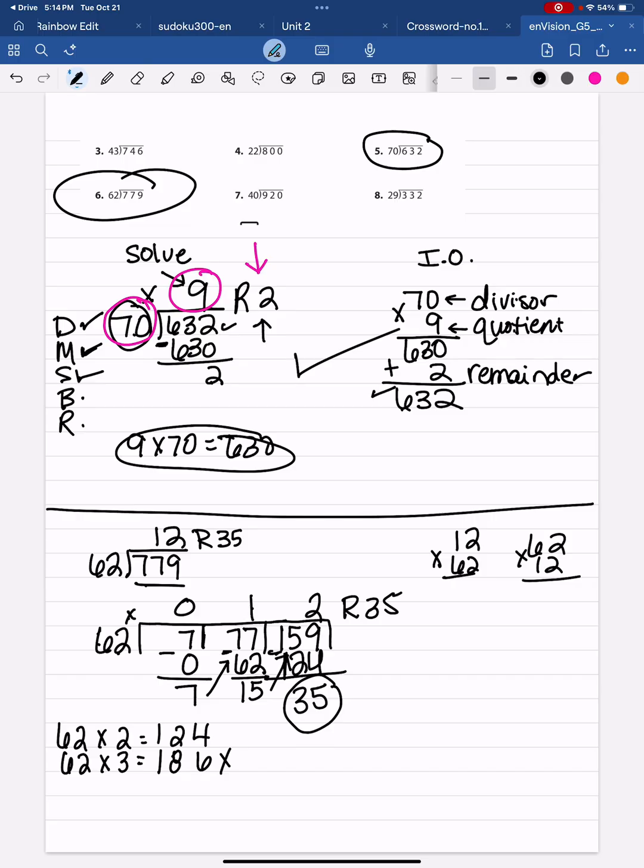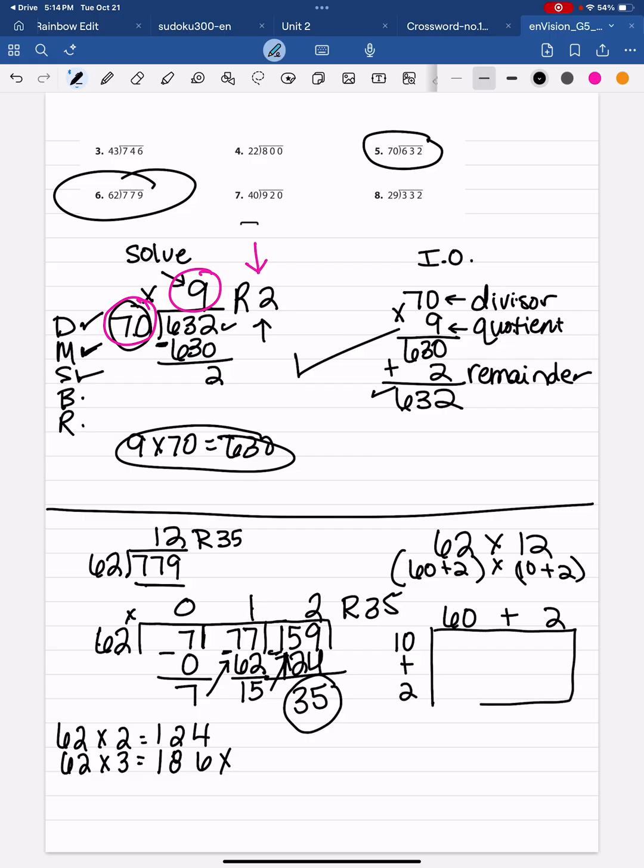But if they are doing box method, they're going to write these numbers out in expanded form. So let's use this one, 62 times 12. 62 in expanded form is 60 plus 2. And then 12 in expanded form is 10 plus 2. So when they do box method, they're going to make a box, and they're going to write 60 plus 2 across the top, and then 10 plus 2 down the side, and then they're going to draw a box.